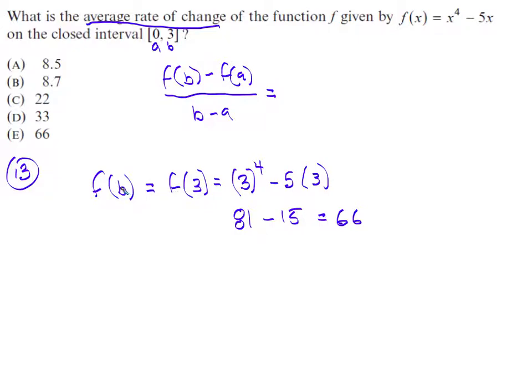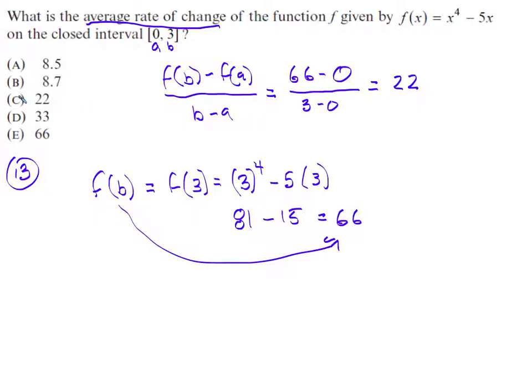F of b is equal to 66. So I have 66 minus f of a. That means I'm plugging 0 into this formula. When I plug in 0, you should see I get 0. And we know what b and a are, so you just directly sub these in. 3 minus 0. This is 66 over 3, which is 22. So the correct answer here is C, 22.